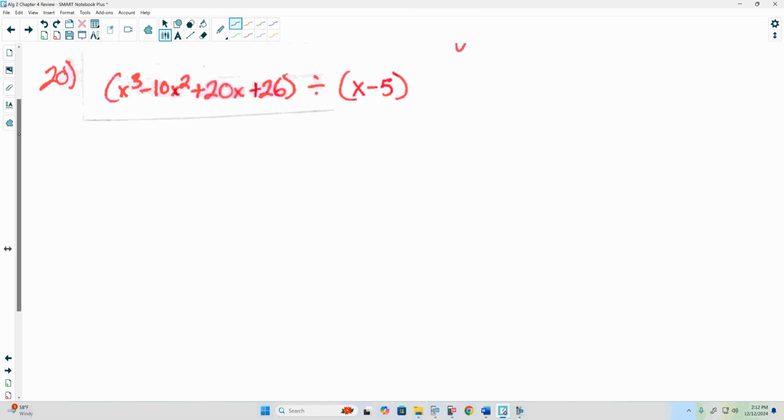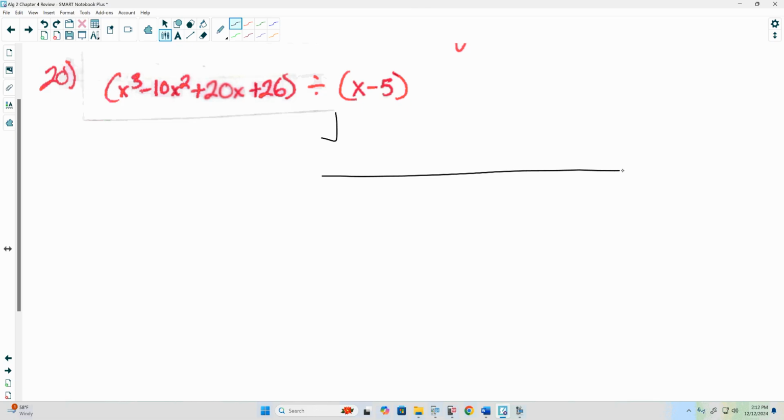20 through 24. Divide the two polynomials by synthetic or long division. You get a choice. And I have a feeling, especially with ones like this here, you're going to go synthetic division over long division. Yes? So with synthetic division, we set it up.